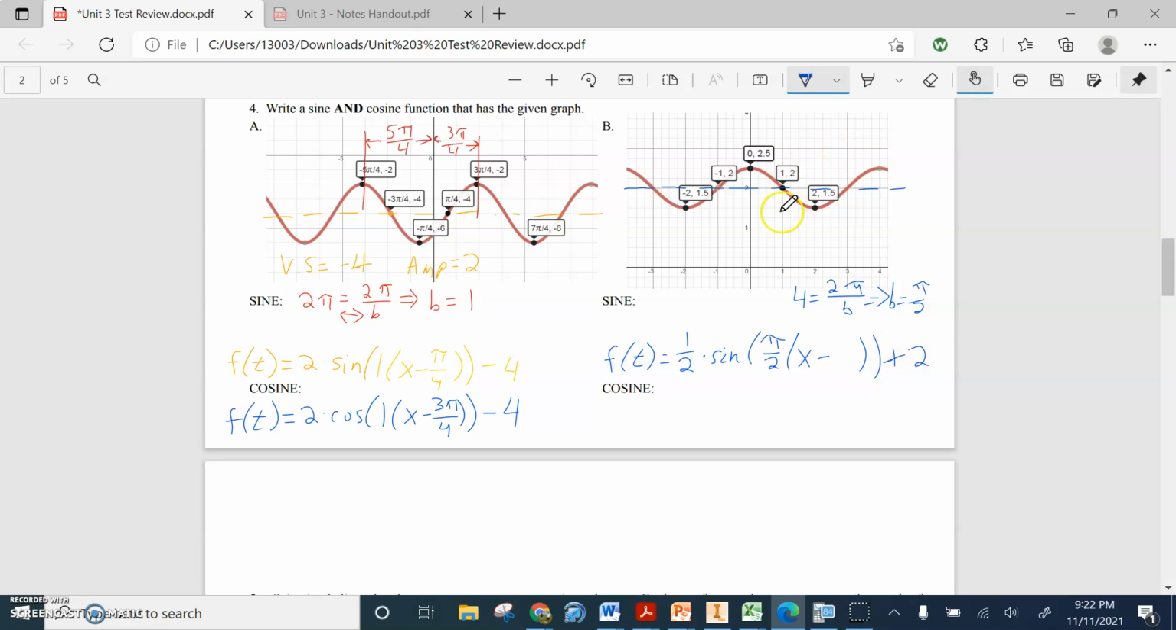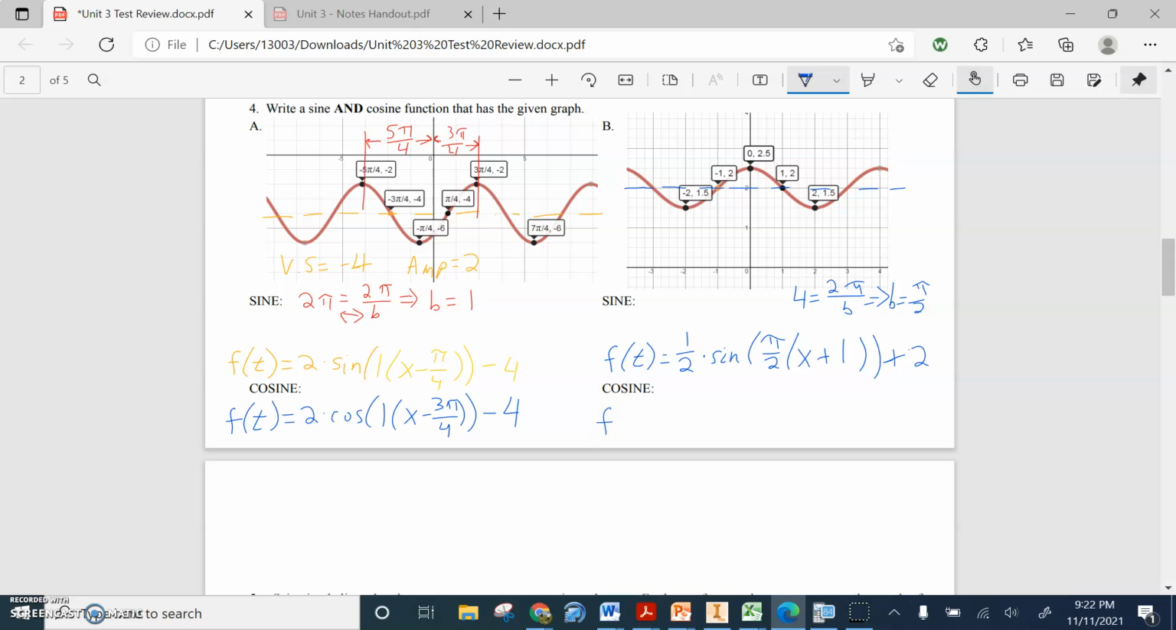The phase shift, well, this is going to be one of those where the easiest and about the only place located is right here. This is the midline heading upwards, and we are shifted back by 1 unit. So x minus c is x minus -1, so x plus 1. So there you have it.